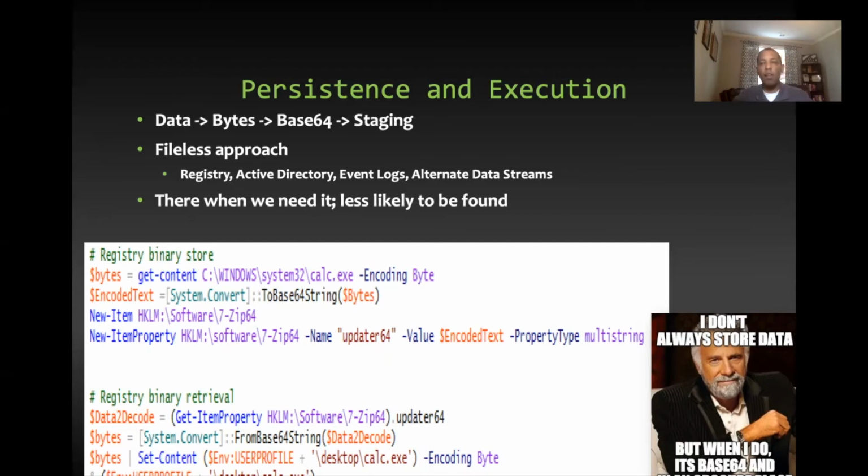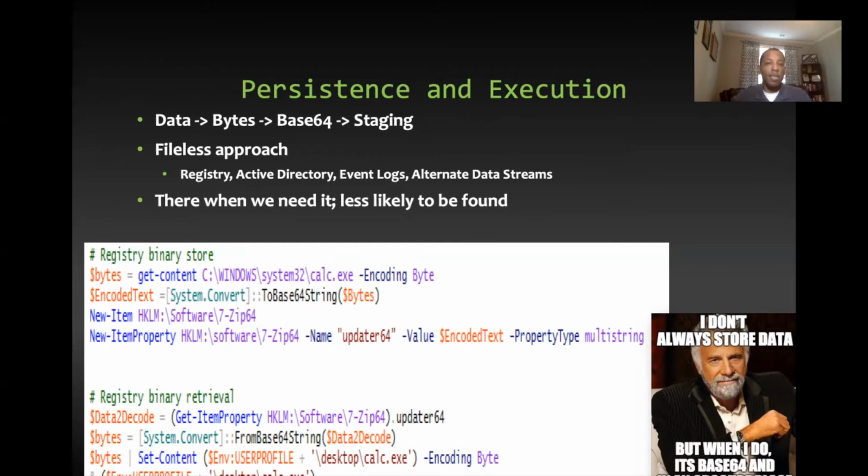We call this fileless malware in the sense that it doesn't actually exist on disk. It's just a series of code that represents, or data, if you will, text that represents the malware itself. And aside from doing this in the registry, we can do this in Active Directory, event logs, alternate data streams, really anywhere that we can store data.